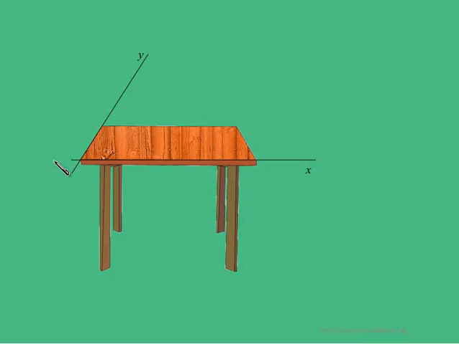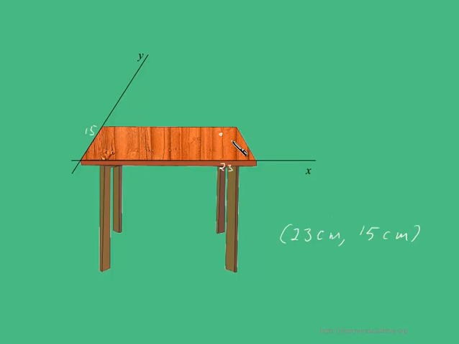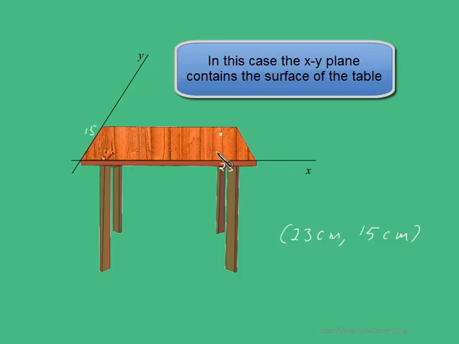In this case, the axes form a plane that coincides with the surface of this table. So the point (23, 15) would now be on the surface of the table itself. So let's suppose that the table is big enough that the point (23, 15) fits right here. If we use larger numbers, the point probably would not be on the table itself, but it would still be on a plane that is parallel to the surface of this table.